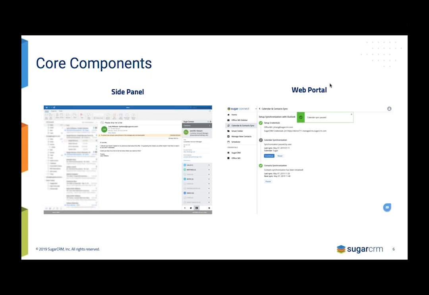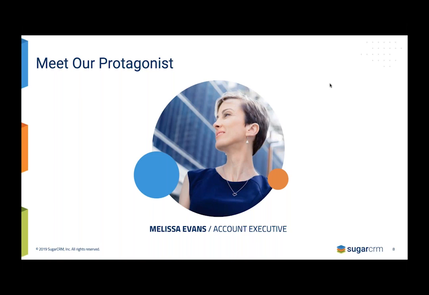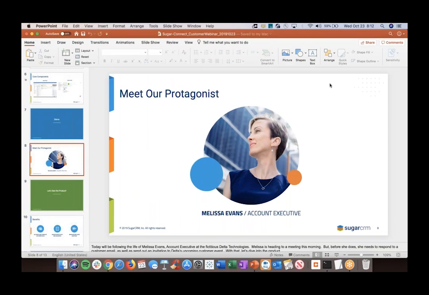So we've talked a little bit about the value. We've talked about the 8 core capabilities and the 2 components here. Let's have a look at the product. And to do so, we're going to be following a protagonist. Today, we'll be following Melissa Evans, an account executive at the fictitious Delta Technologies. And Melissa will be preparing for her day, researching the customer that she needs to meet with next, responding to a customer invite as well. So with that, let's have a look at the product.